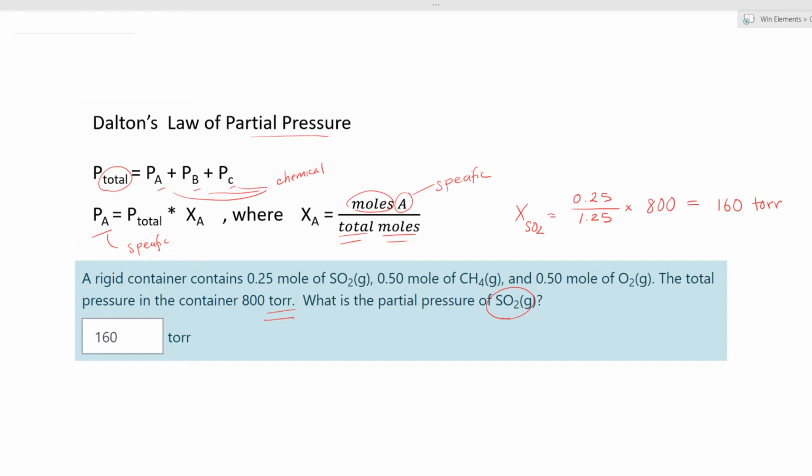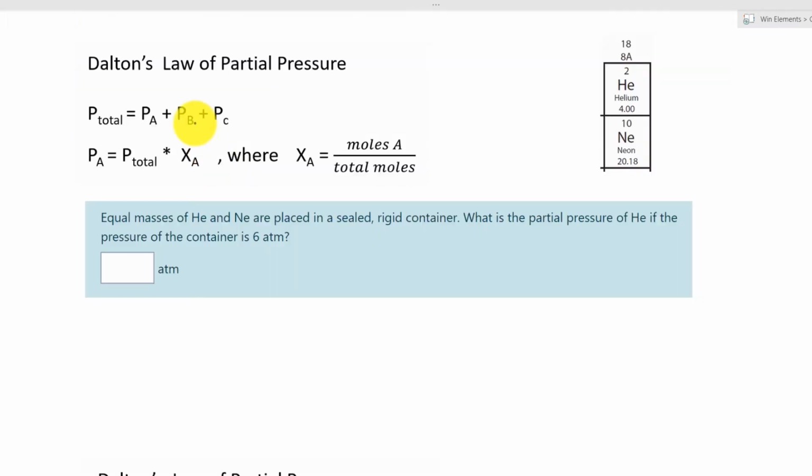Before we move on to the next question, we have to realize this is in moles. But what if it's given to you in a different unit? What if it's given to you in liters? What if it's given to you in grams? You have to convert grams or whatever unit you have to moles. So that's very important, okay? Again, using the same formula. And let's do this problem. Equal masses of He and Ne, which is helium and neon, are placed in a sealed rigid container, okay? What is the partial pressure of helium if the pressure of the container is 6 atm, which is atmosphere right there? So if we look at this, in this case, this container consists of helium and neon.